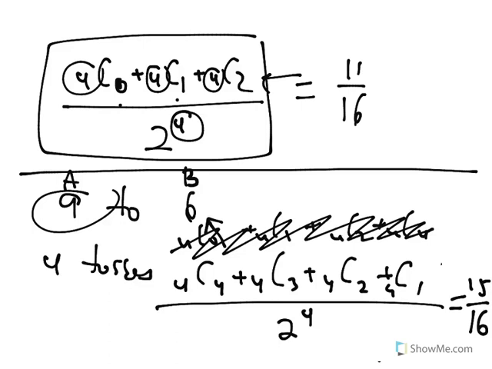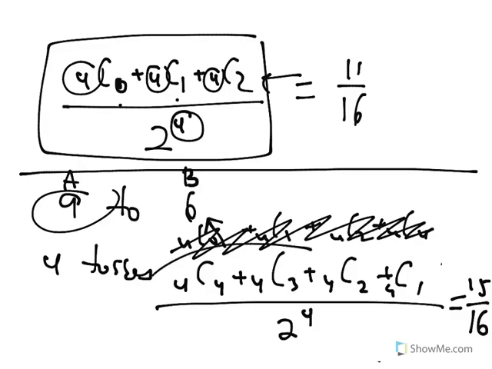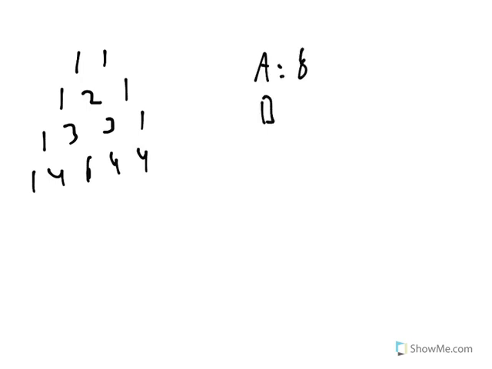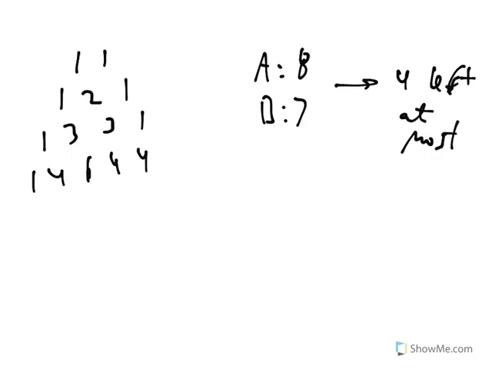Maybe I'll do one more. Actually, let me now show you the nice slick shortcut. Now, these numbers, 4C4, 4C3, 4C2, 4C1, are nicely put onto Pascal's triangle. So back to A is 8, B is 7. First we figure out there's 4 left at most. So in the denominator I put 2 to the 4th power.